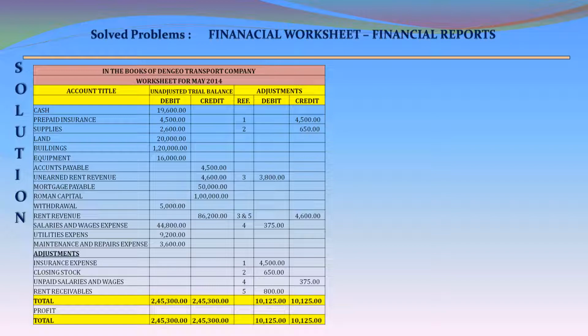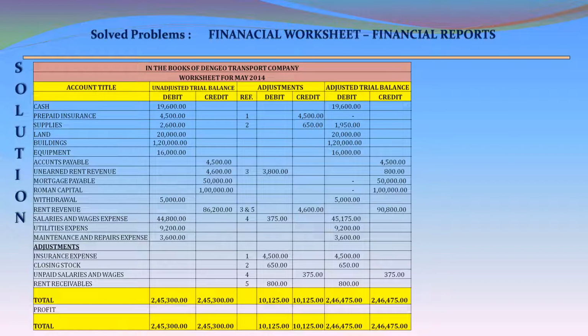Adjustment 4: salaries and wages expense debit 375, unpaid salaries and wages credit 375. Adjustment 5: rent receivable debit 800, unearned rent revenue credit 800. Earlier we debited unearned rent revenue with 4,600. If we deduct 800, it is a net debit of 3,800 in unearned rent revenue. Total adjustments on the debit side 10,125. Total adjustments on the credit side 10,125.